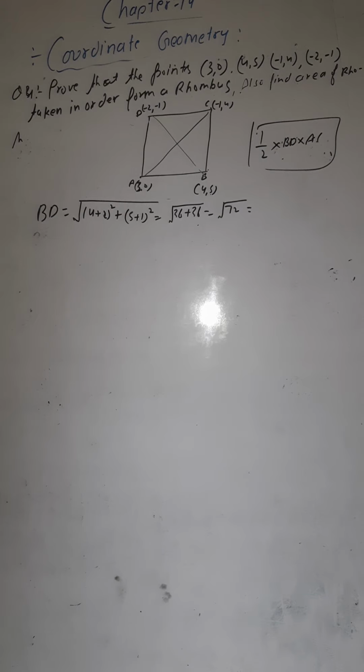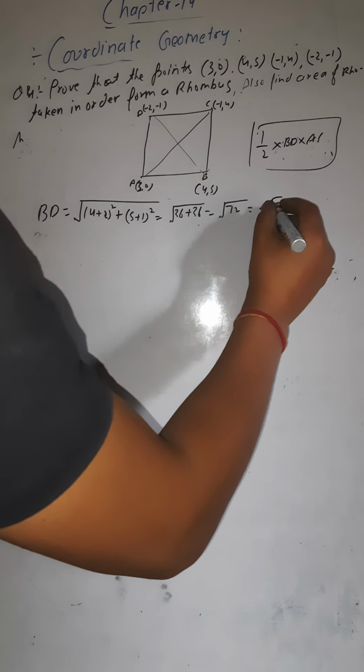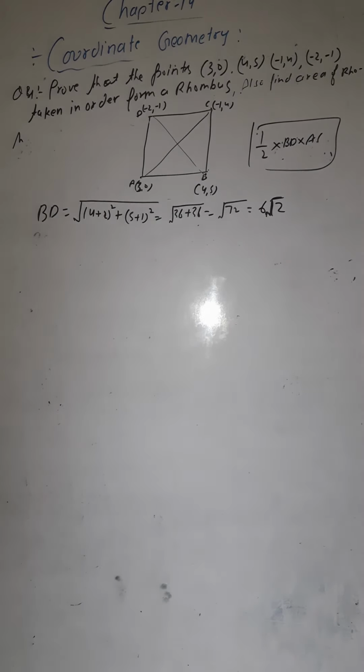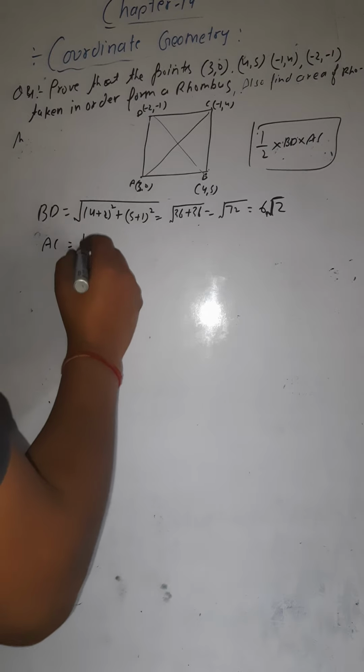3 3 is 9, 3 is 6, 6 under root 2. It can be written as 6 under root 2. You can factorize it and you will get the answer 6 under root 2. 6 6 is 36, 36 2 is 72. Okay, so next diagonal is AC.